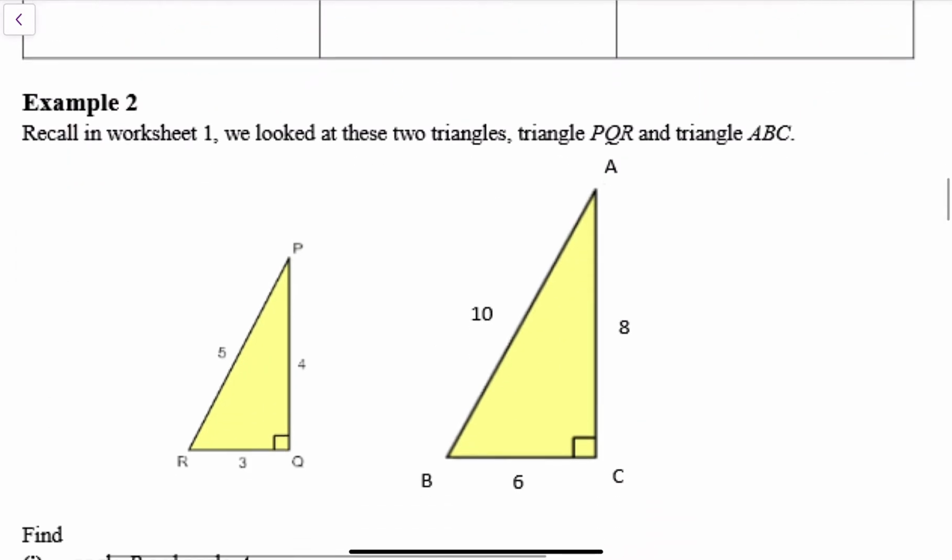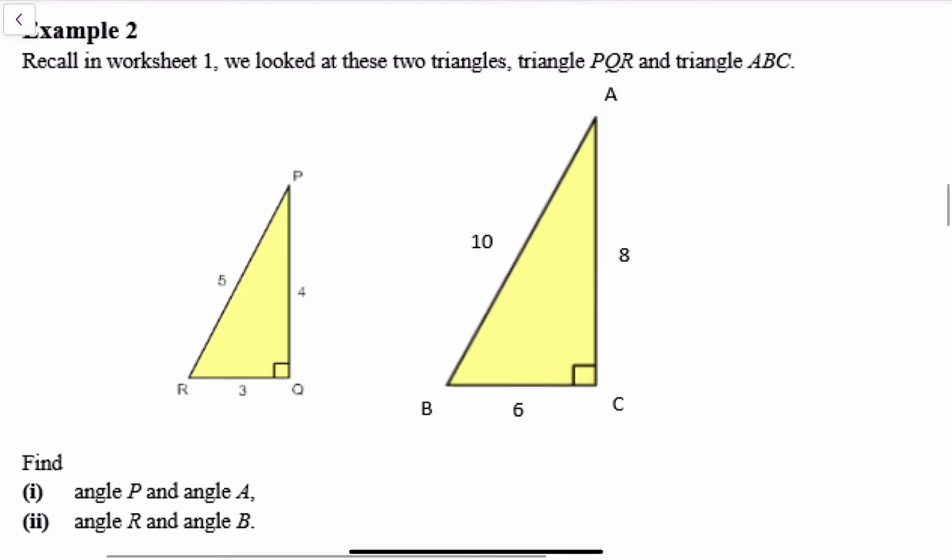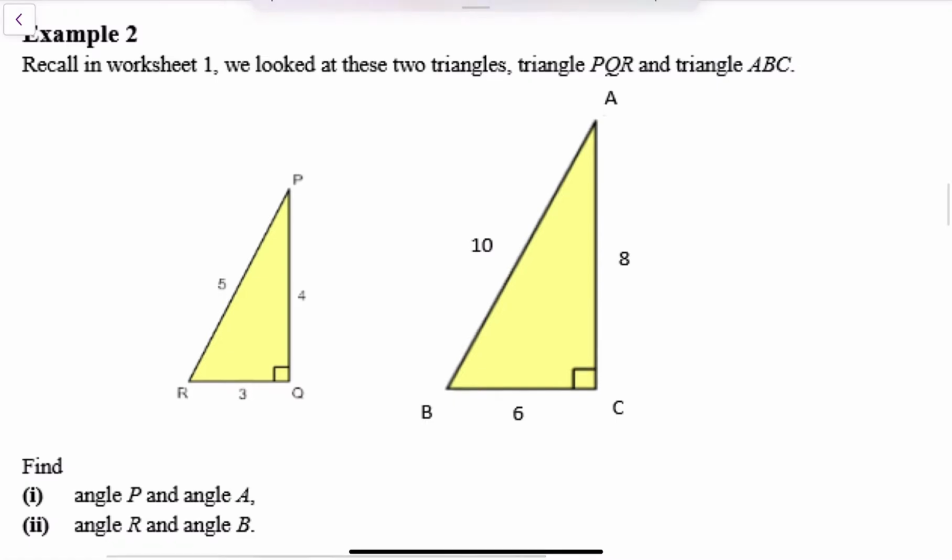Alright, so let's look at example 2. Recall in worksheet 1, we looked at these two triangles, PQR and ABC. We need to find the angle P and angle A. How do we do that? Now we are given the length of all three sides, which means that it is up to your choice.